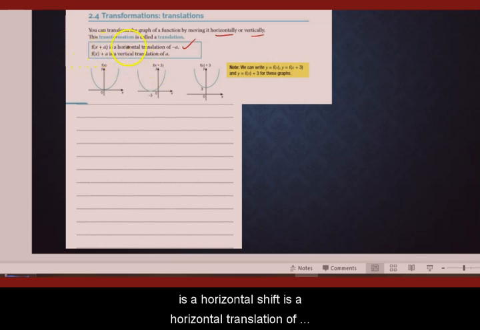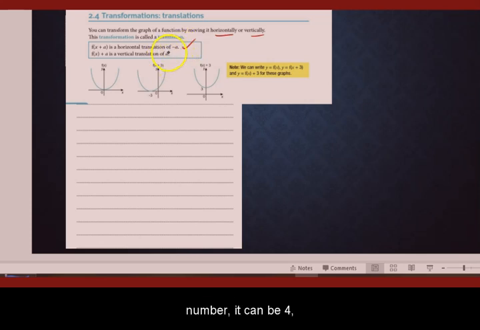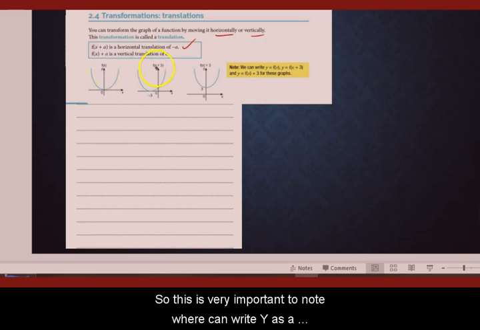f(x + a) is a horizontal shift. It is a horizontal translation of negative a, where a can be any number. It can be 4, then it becomes negative 4. It can be 10, then it becomes negative 10. f(x) + a is a vertical translation of a. That is to say, if you have f(x) + 1, it becomes a vertical translation of 1. So this is very important to note.